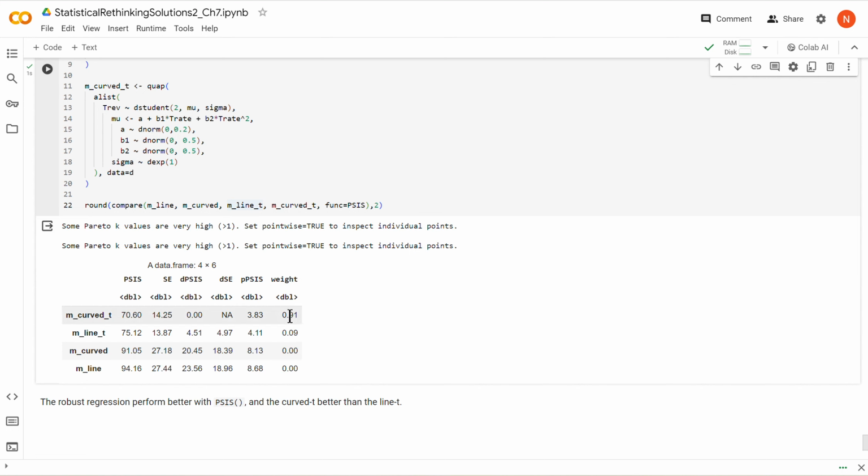But once in a while we'll get a warning that a k value is greater than 0.5, which I've seen here, so it's a less severe warning. But again, it suggests that there may be one of these outlying points. The bottom line is that with this robust regression, we get better PSIS scores, meaning that the robust regression is expected to generalize better than the non-t distribution regressions. Okay, that's it.